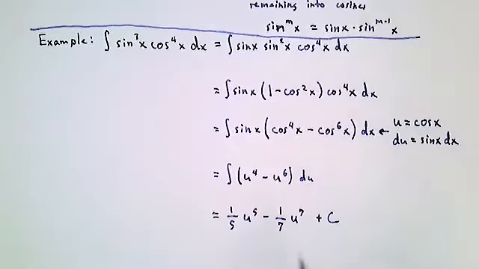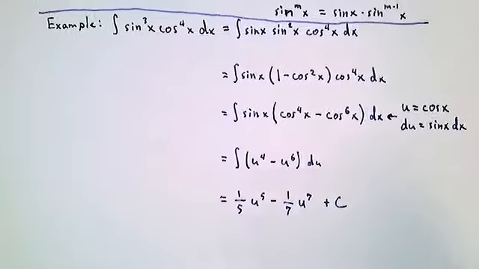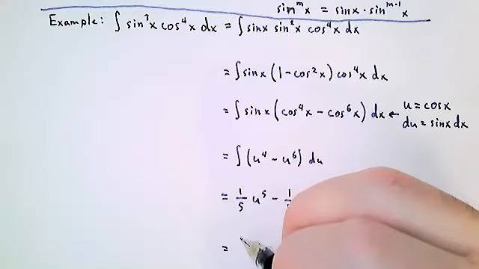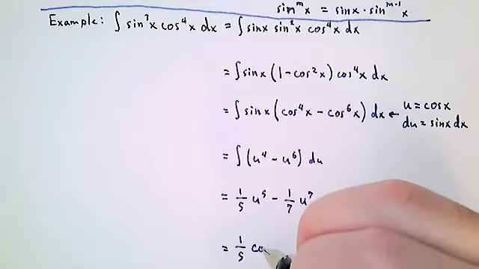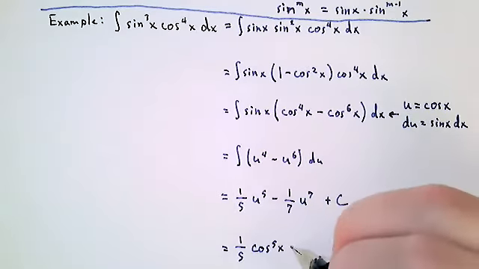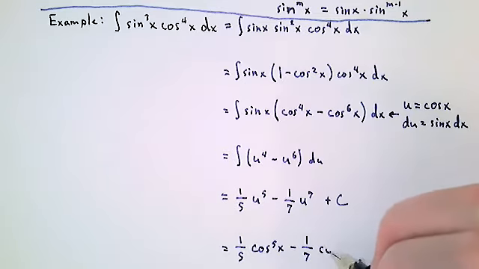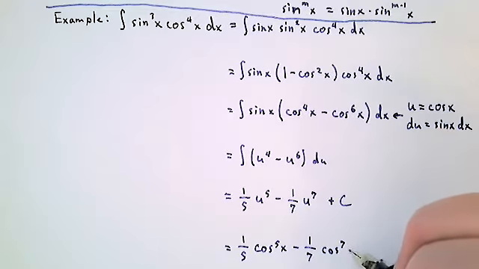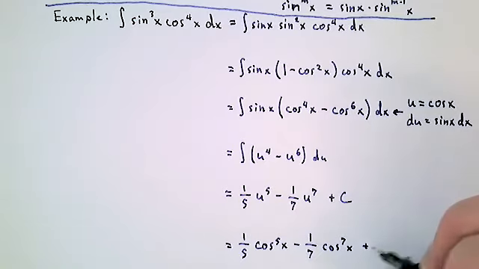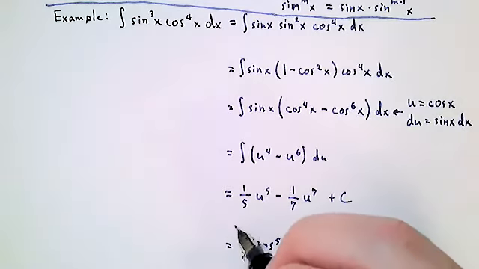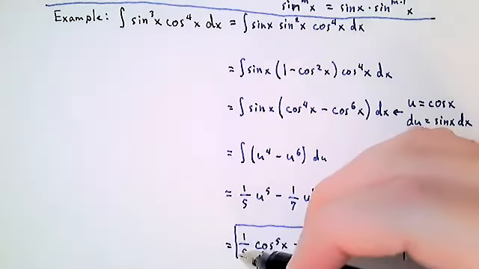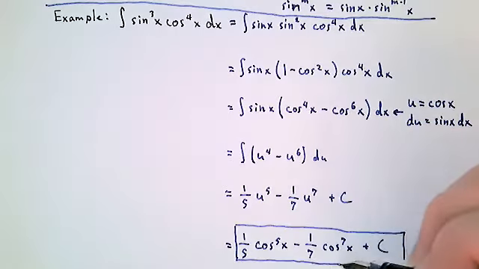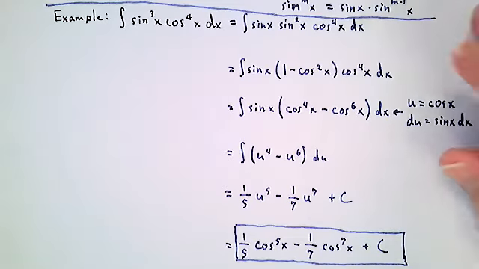And then to finish off the problem, we need to rewrite our u's in terms of sine and cosine. So substitute back in. We'll have cosine to the fifth power and then cosine to the seventh power. And carry down your constant. Okay, so that's it. That's the problem. So does anyone have any questions about the strategy that we used?